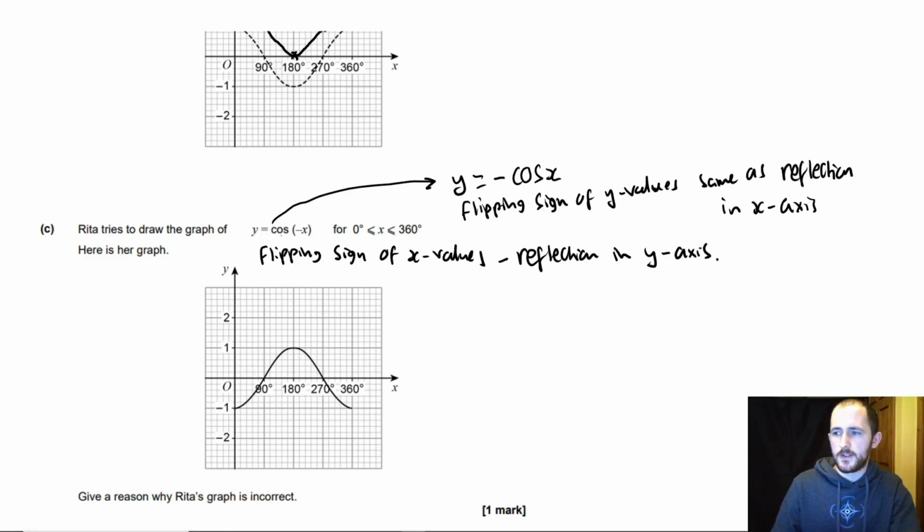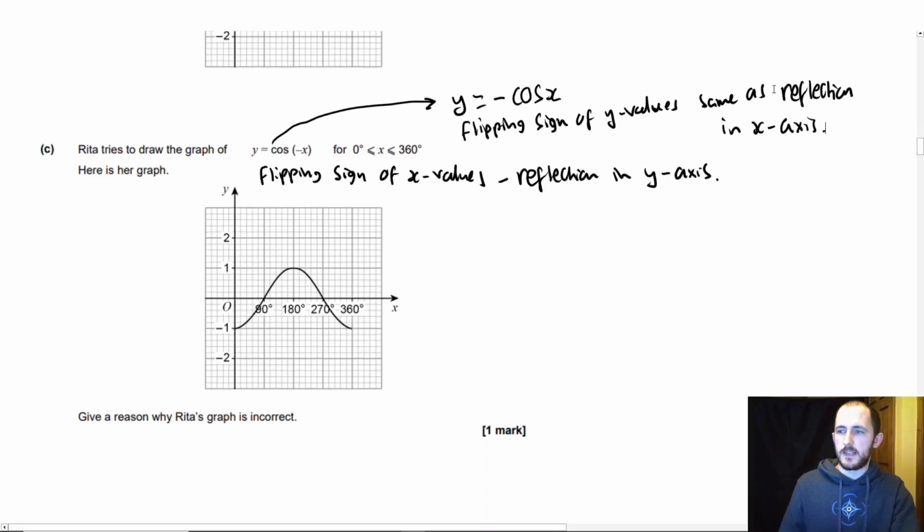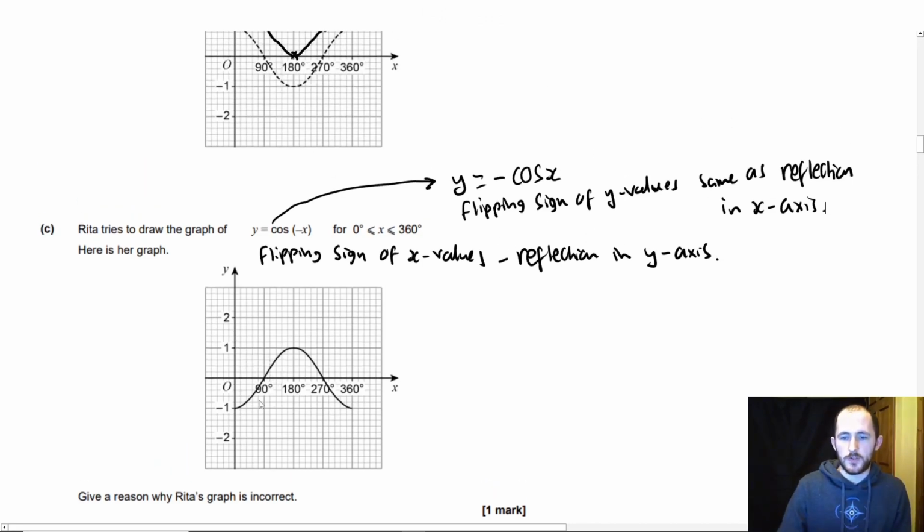There is a reason I've written this out as well. So these two things represent reflections, right? If the minus is outside the brackets, then it's a reflection in the x-axis. If it's inside the brackets, it's a reflection in the y-axis. There's a reason why I've said this, because if you look at Rita's graph, I'm going to draw out the cos graph again, but in a dotted line like they did previously. Right? That dotted line is y equals cos x.